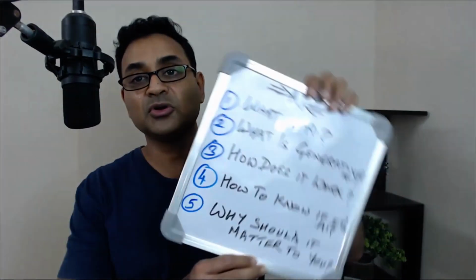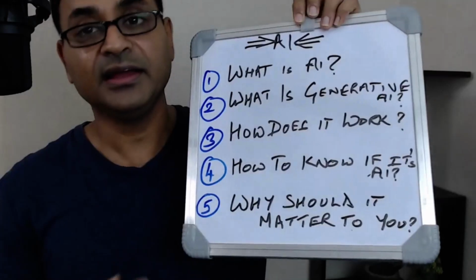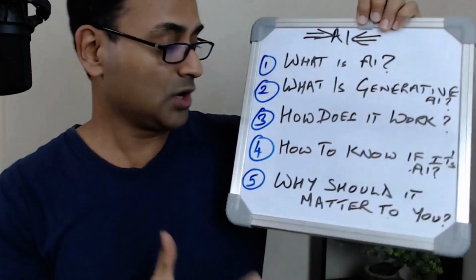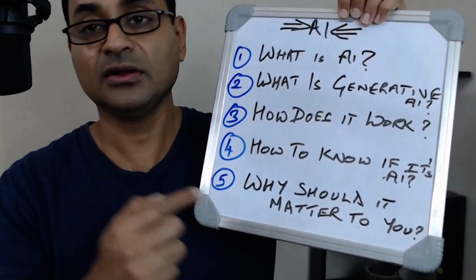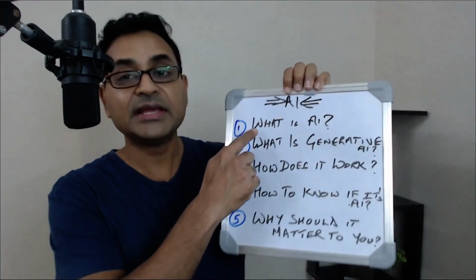So I will be talking about these 5 items. If you see, the first is what is AI, next is what is generative AI, third is how does it all work, fourth is how to know if it's AI or it's something else. Is it real or is it AI? And finally, why it should all matter to you. So let's begin. The first thing on the list, what is AI?